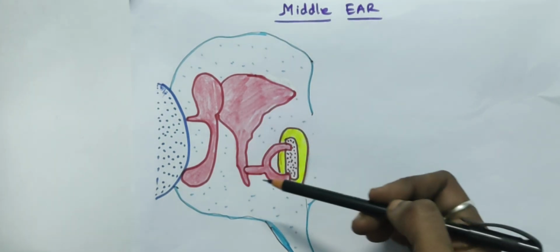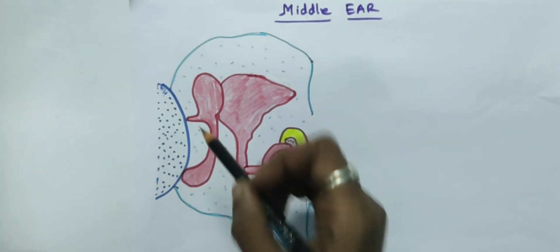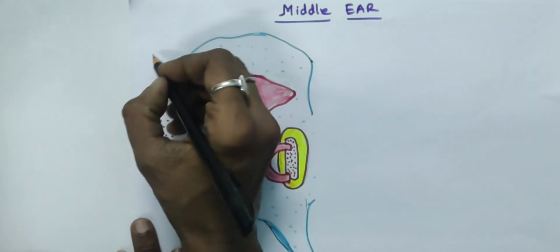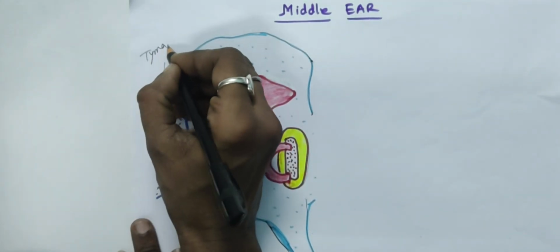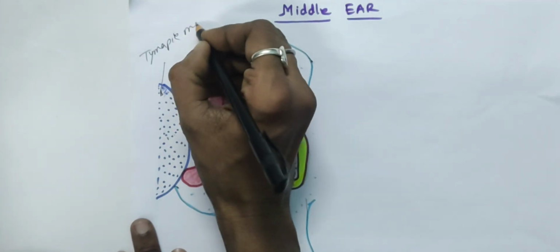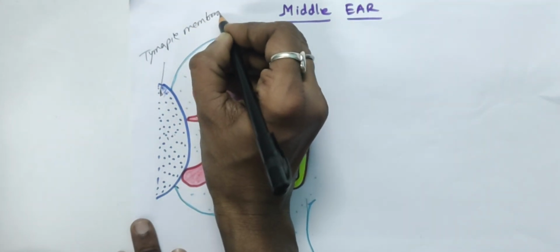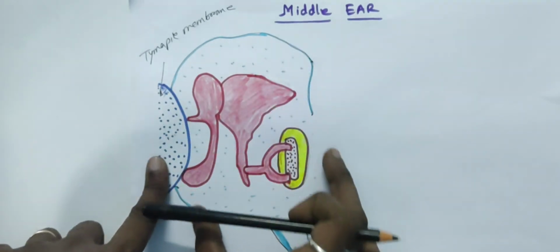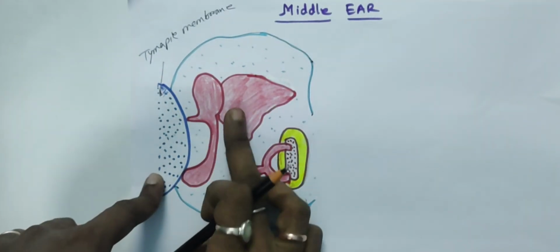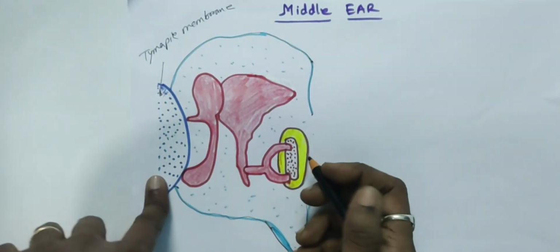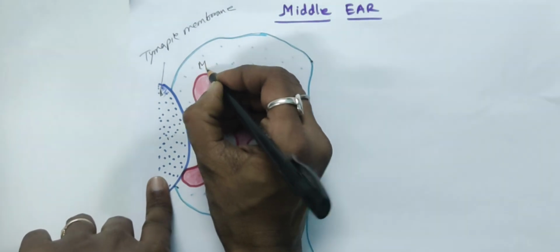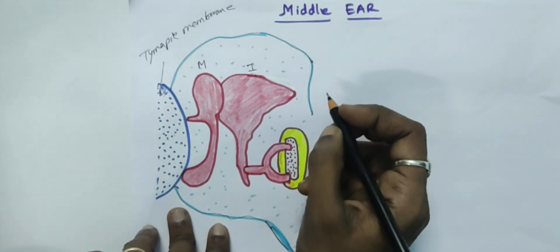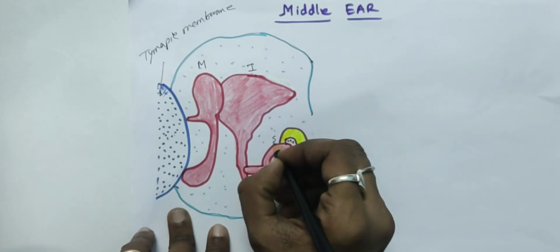Now this is the middle ear, and this is the tympanic membrane. After the tympanic membrane, this part is the middle ear. Here are the three ear ossicles: malleus, incus, and stapes.